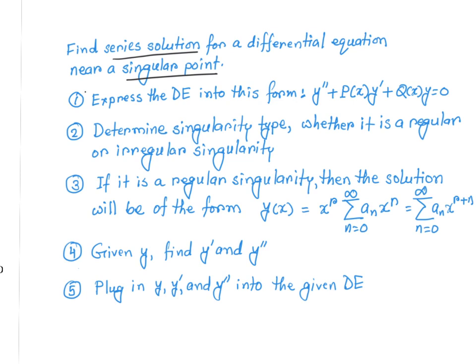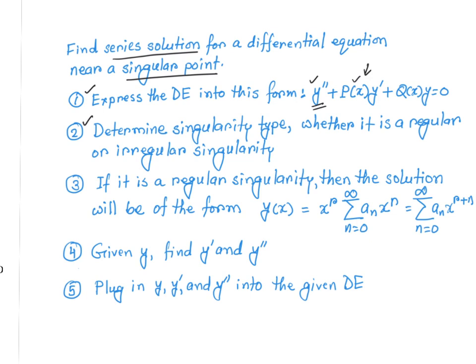Step 1, you express the differential equation in this format, which is y double prime plus p of x times y prime plus q of x times y is equal to 0. You can do it by dividing both sides of the differential equation by the coefficient of y double prime. You may actually be given the differential equation already in this format. In that case, you don't have to do anything.